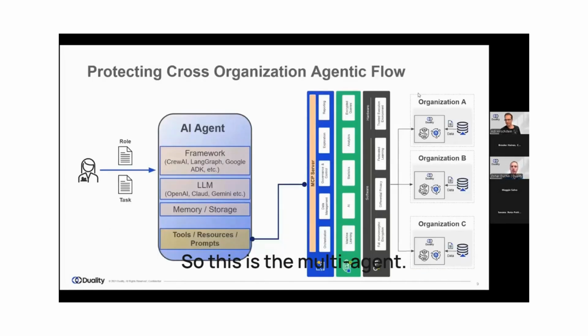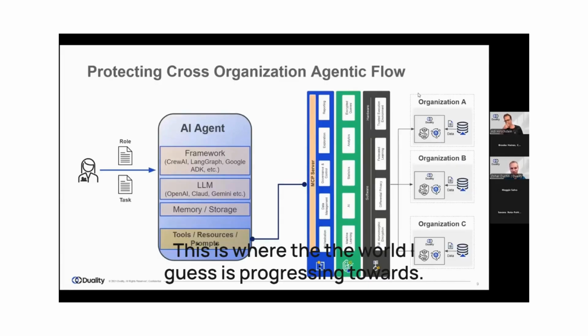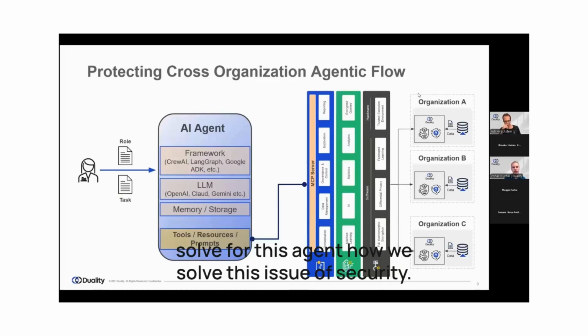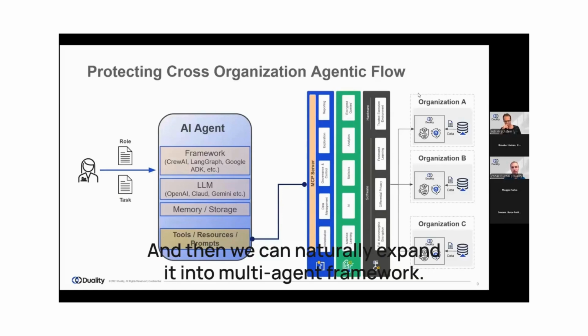Okay, so this is the multi-agent. This is where the world, I guess, is progressing towards. And now let's move back into one agent, and let's solve for this agent how we solve this issue of security. And then we can naturally expand it into a multi-agent framework.